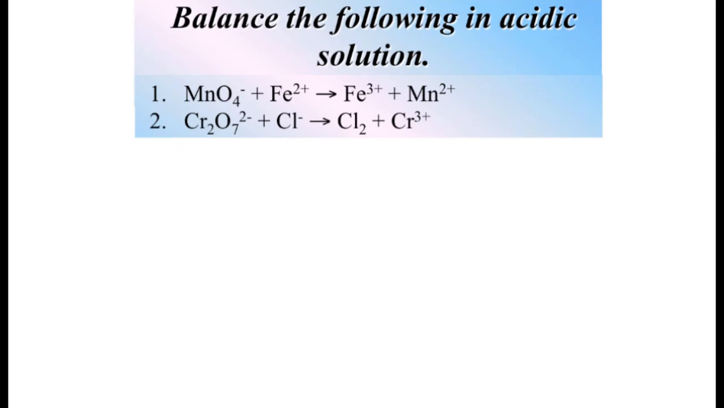Alright, let's take a look at the dichromate reacting with a chloride ion to make chlorine gas and chromium ions. Okay. So what I'm going to do is assign oxidation states, and I'm going to quickly do these. I'm not going to stop and do them by steps this time.